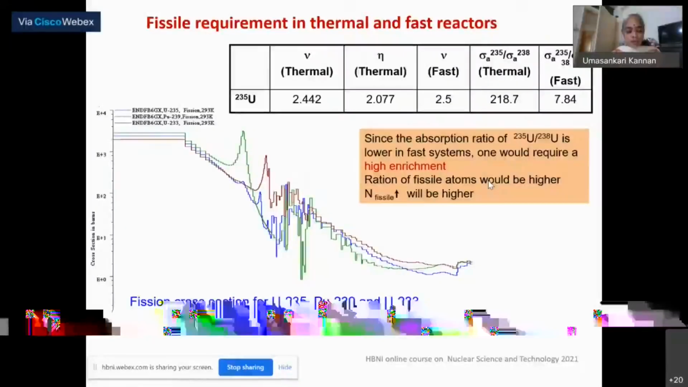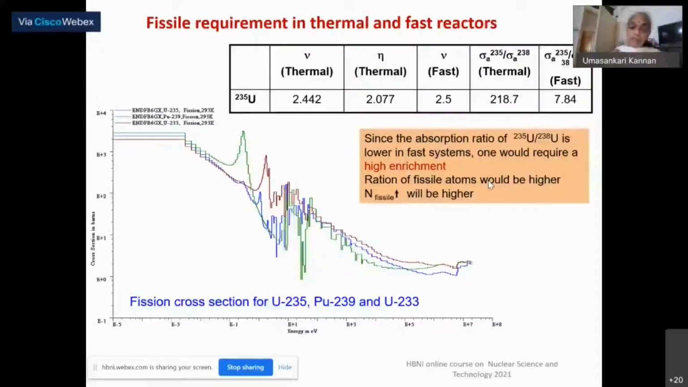Now I was talking about the fissile requirement in thermal and fast reactors. How do you decide this? Again, it is based on the basic neutronic parameters. I've just given an example of uranium-235 here. If you look at the fission cross-section of uranium-235, plutonium, and U-233, I'm sorry, this graph is not very clear, but I think when you see it closely, you will understand. The blue curve is uranium-235. The brown one is plutonium.